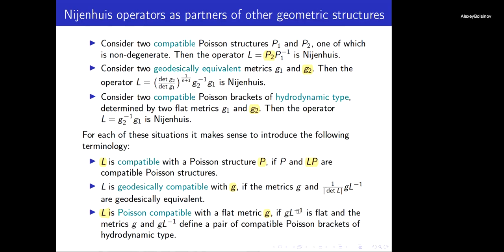Instead of P1, P2, G1, G2, it is so much more convenient for many reasons, not always, but sometimes, to replace this pair by different pairs, so P and del or G and del. So in this sense, I consider this P or this G as a partner of our Nijenhuis operator. So these are partners of L, in the sense of this definition.